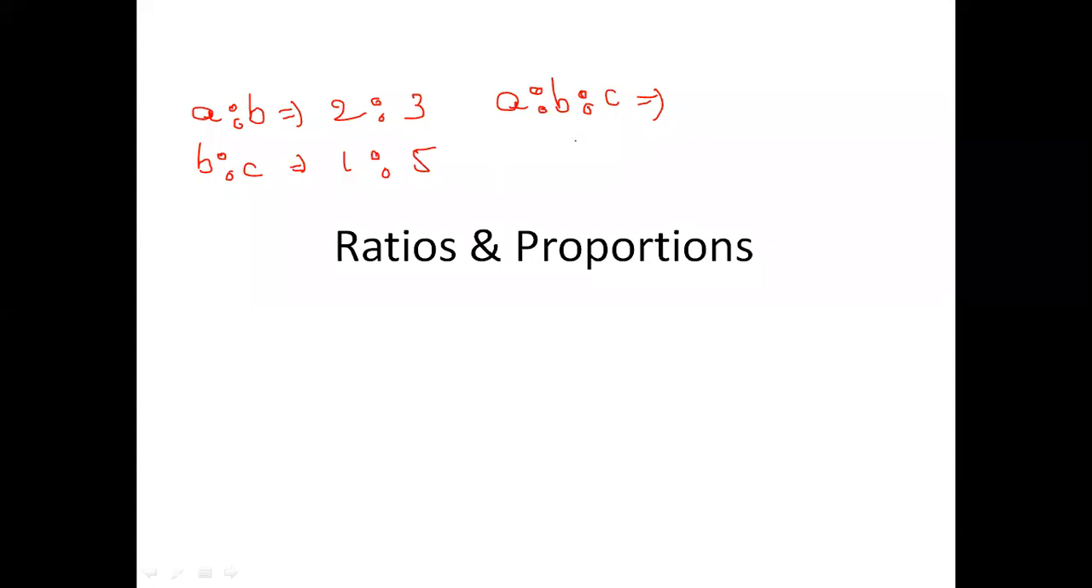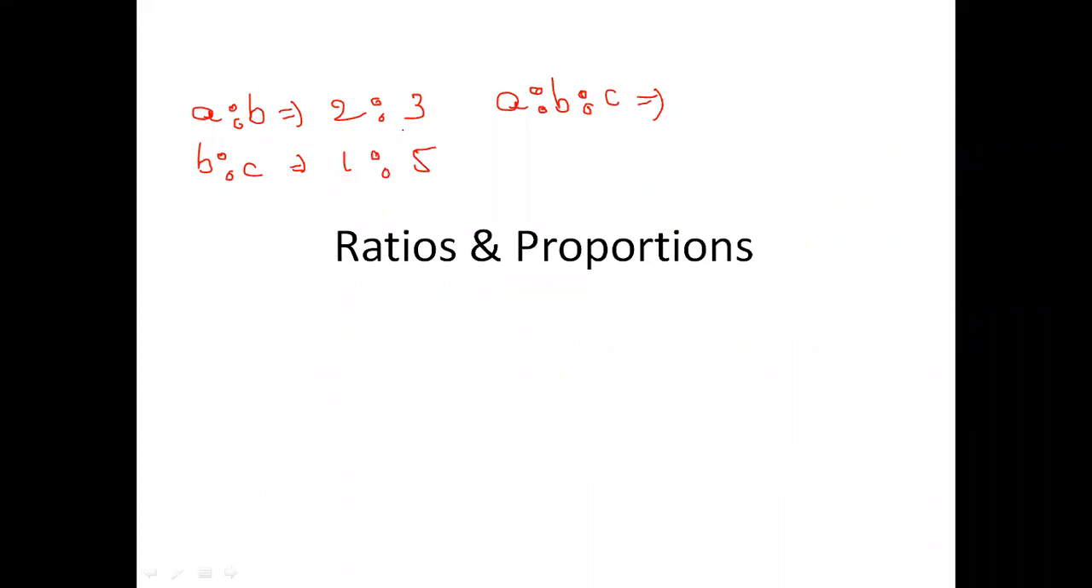They have given the ratio of two numbers. The two numbers are A and B. The ratio of the two numbers is 2 is to 3, and they have given one more ratio, B is to C, which is equal to 1 is to 5. Now they're asking me to find out the ratio of A is to B is to C. What are they asking in the question, guys? They gave the ratio of two numbers and two numbers, and they're asking me to find out the ratio of three numbers together.